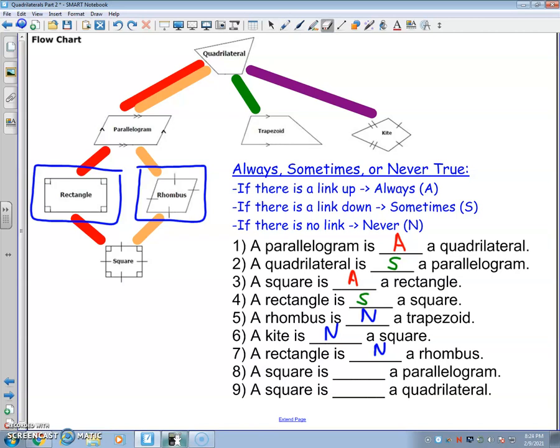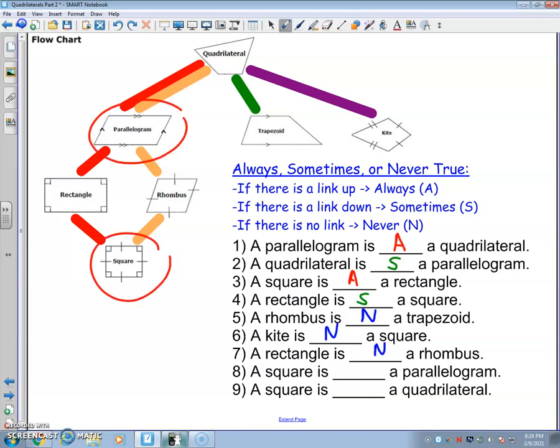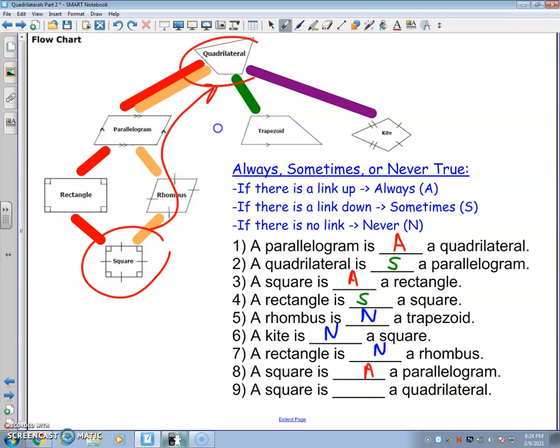All right, a square is blank a parallelogram. Starting at a square, we're going to a parallelogram. There's 2 ways. You can go this way. We're going this way. That's true. All squares are parallelograms because both pairs of sides are parallel. And the last one, a square blank quadrilateral. So square going all the way up to quadrilateral. That's true. All squares have 4 sides, so it has to be a quadrilateral.